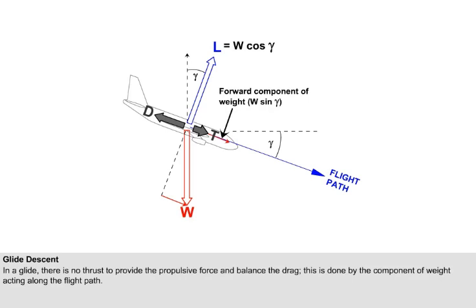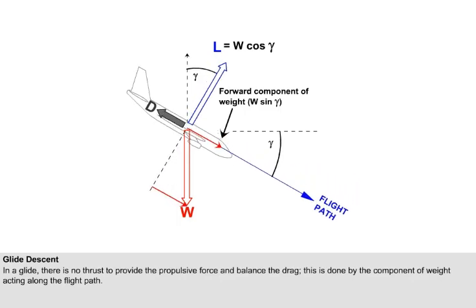In a glide, that is, a descent without power, there is no thrust to provide the propulsive force and balance the drag. This is done by the component of weight acting along the flight path. In a glide, there are only three forces acting on the aircraft: lift, weight, and drag. The forward component of weight, W sine gamma, is a product of the descent angle gamma. The greater the descent angle, the greater will be the forward component of weight. This component must balance drag for the aircraft to be in a steady glide.